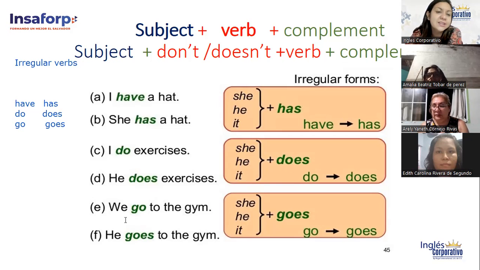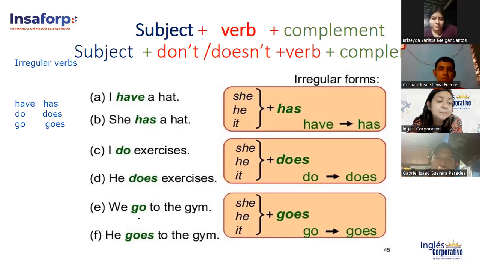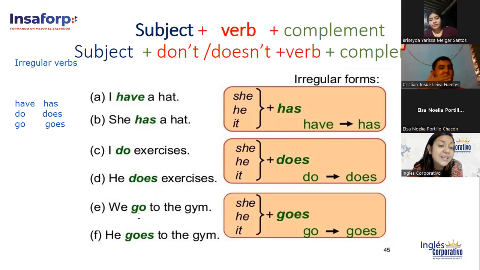Okay, and we can see the examples. I need someone to help me read the examples, please. Help me. Somebody? Briseida, okay, I want to give the opportunity to Christian. Okay, Christian, thank you.